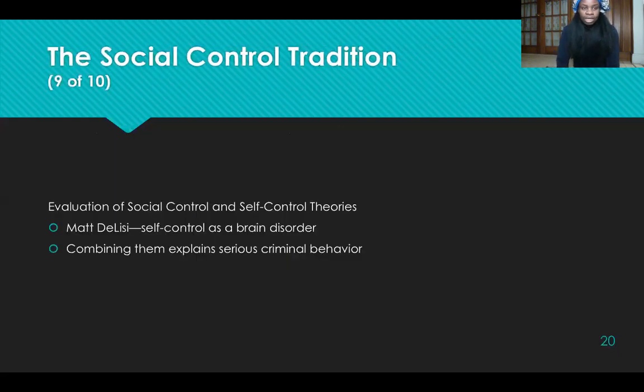Okay. Continuing on with the social control tradition, but the evaluation of social control and self-control theories. Okay. So Matt DeLacy asserts that self-control is primarily, but not completely, a brain-based disorder and that Gottfredson and Hershey were wrong in saying that parenting was the sole cause of self-control. If we combine both theories and treat them as one theory, as Hershey now does, more contemporary criminologists, about 17.4%, checked it as the theory that best explains criminal behavior.